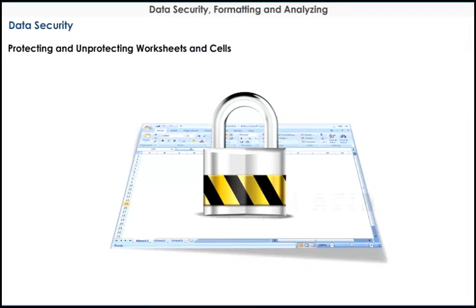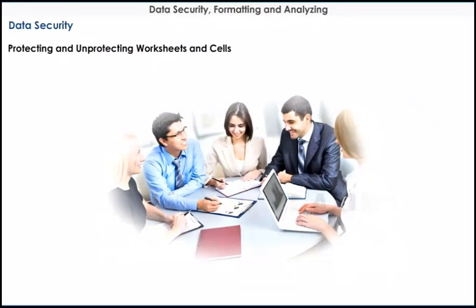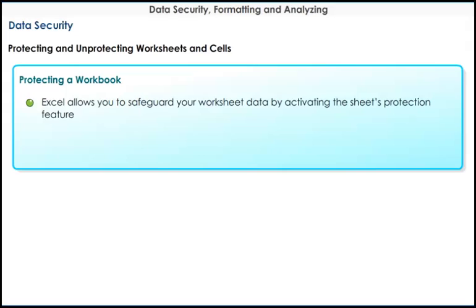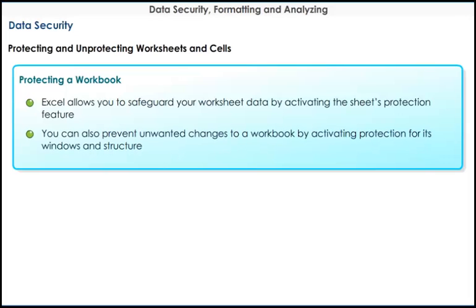Data security. Protecting and unprotecting worksheets and cells. First, let us see how to protect a workbook. Assume that you are the leader of a team and you are going to design a worksheet that will be filled and edited by your team members. Excel allows you to safeguard your worksheet data by activating the Sheets Protection feature. You can also prevent unwanted changes to a workbook by activating protection for its windows and structure.